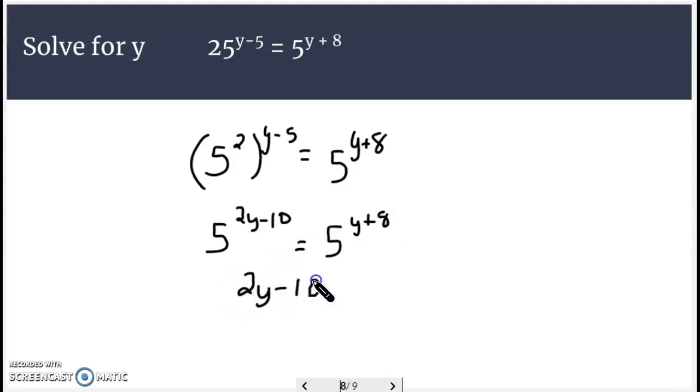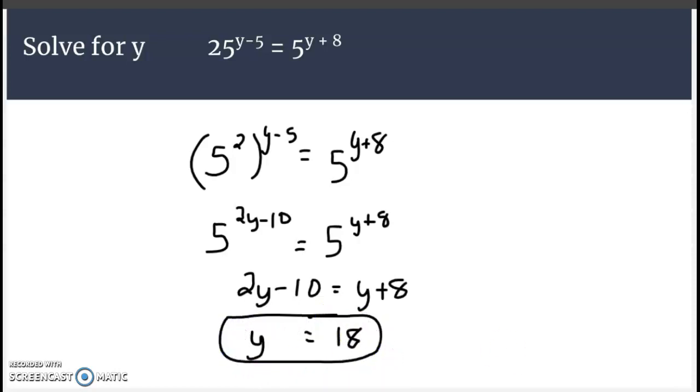2y minus 10 equals y plus 8. I can subtract y from both sides to give us y here. I can add 10 to both sides to give us 18. There we go.